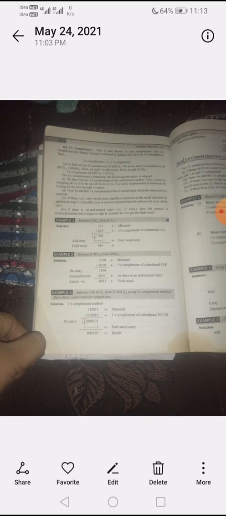First convert this 101 into its ones complement. So what is the ones complement of 101? 101 is the subtrahend and the minuend is 111. You have to convert the subtrahend into its ones complement. The ones complement of 101 is 010. Write this ones complement 010.